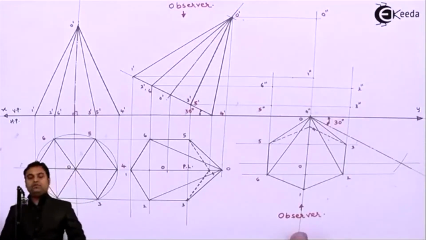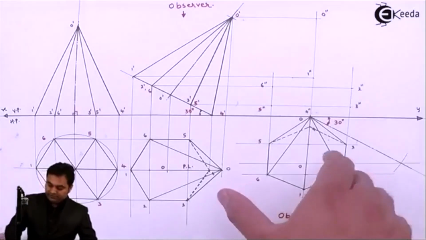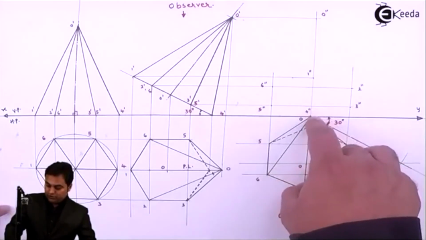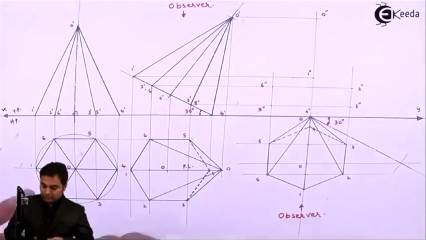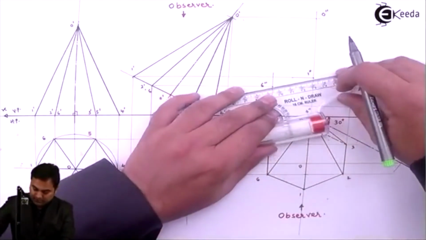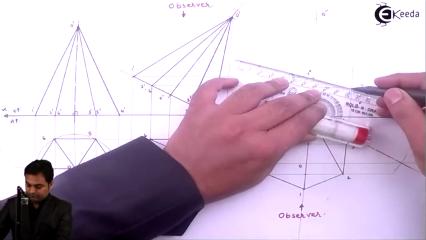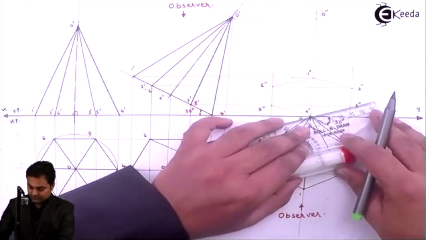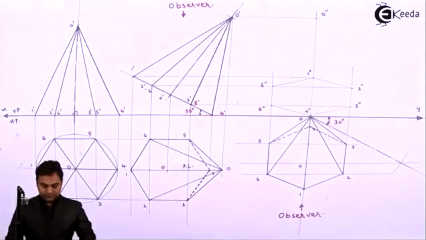Now as an observer, when we are looking from here, the base will be closer to the observer. The pyramid is kept in such a way that it is resting in VP on its apex, and at the same time the base is coming closer to observer, so base will be visible entirely, so that should be connected with the help of solid lines. 3 double dash to 4 double dash, then 4 double dash and 3 double dash.